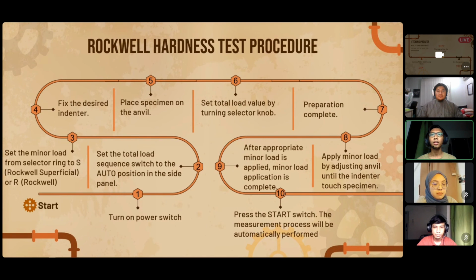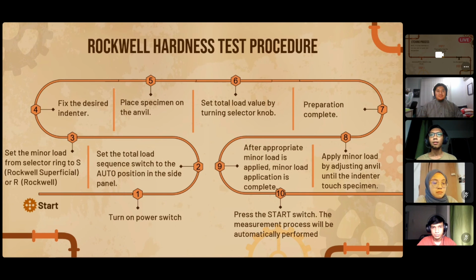Next, Rockwell hardness test procedure. To start, turn on the power of the machine and then set the total load sequence to the auto position in the side panel. Next, set the minor load from the selector running to Rockwell specification or R Rockwell. Next, fit the desired indenter.